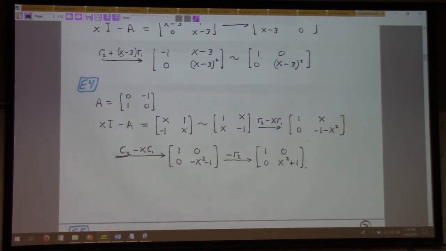Here's one. If we're working over the real field, we're stuck with that. So it's not diagonalizable over the reals. But of course, over the complexes, we could factor that, so it would be diagonalizable, right?